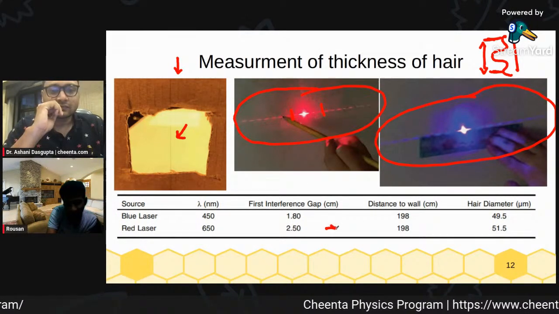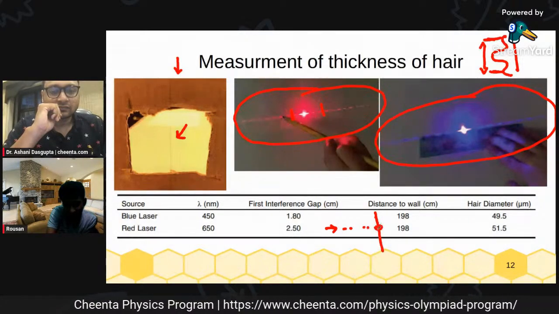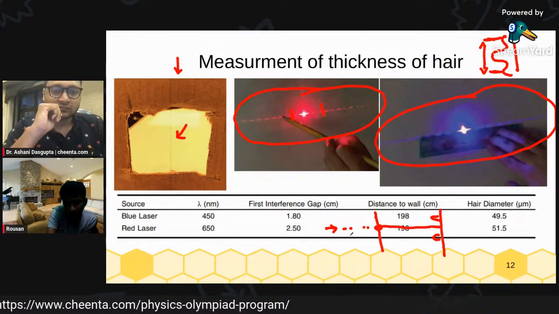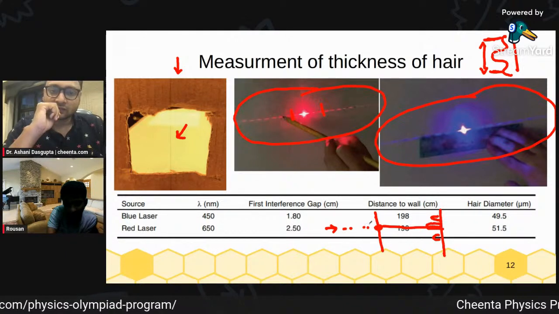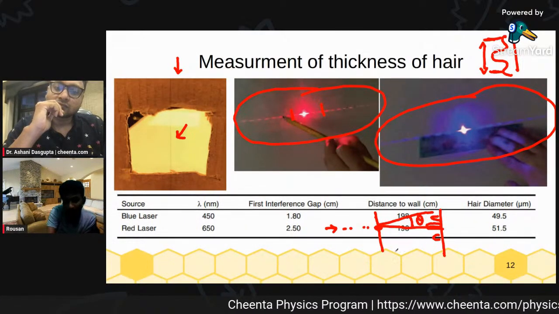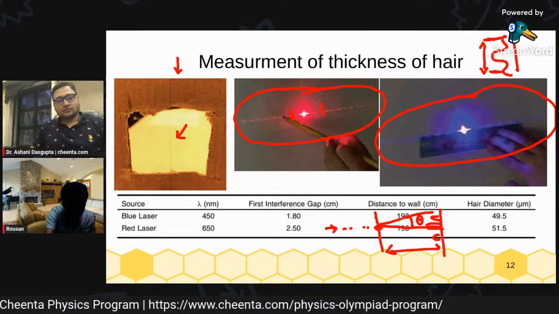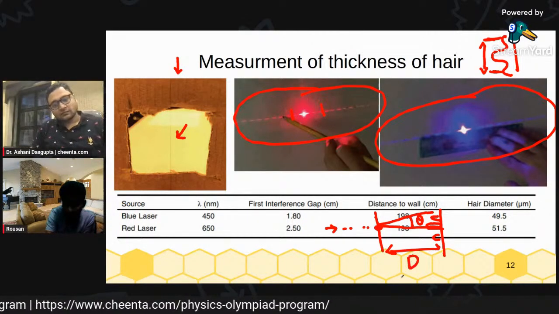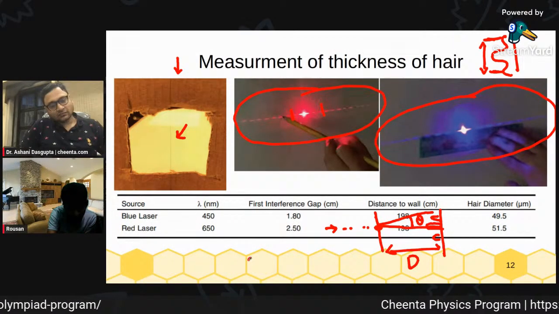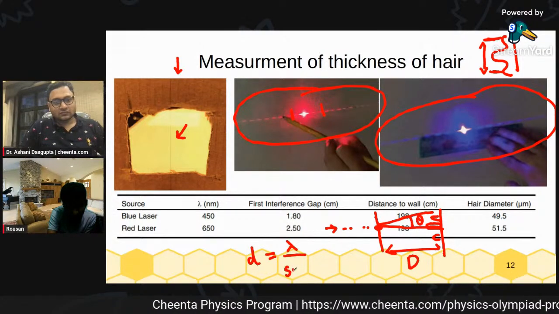So this is my laser. Here maybe is my hair, and here the diffraction pattern has been created. So this is the center, the highest bright spot. This angle, let's call it theta. This distance between the wall and your hair, wherever your hair was present, let's call it d. Okay, and this angle is theta. Then the formula is actually thickness of the hair will be simply lambda into sine theta.